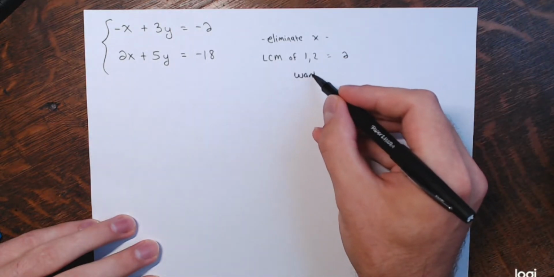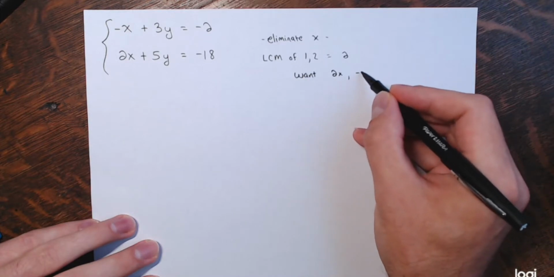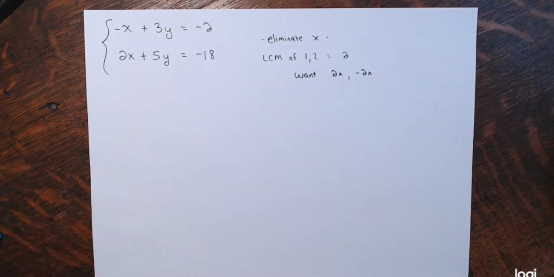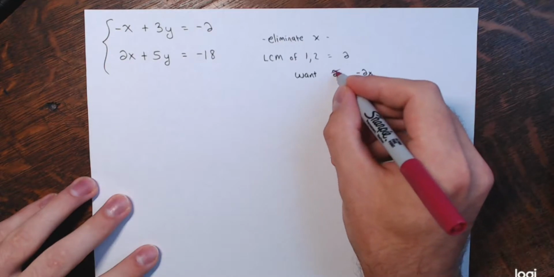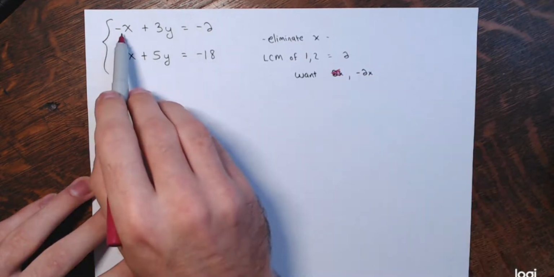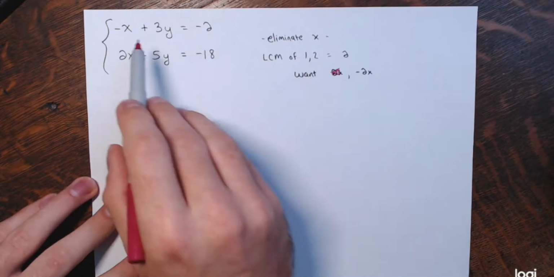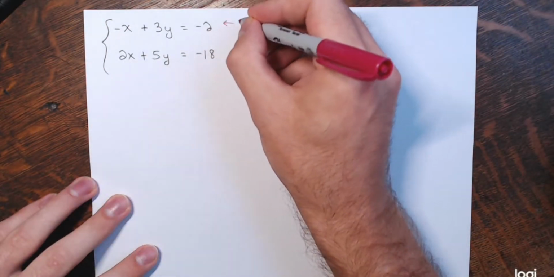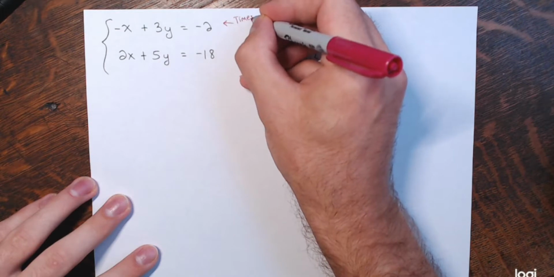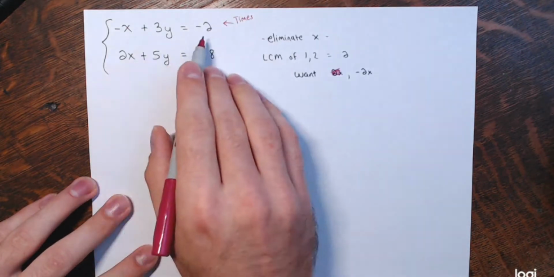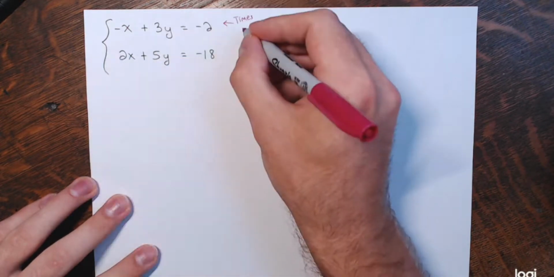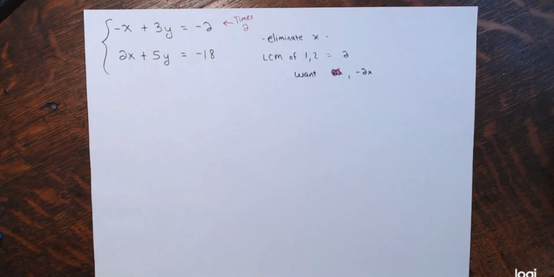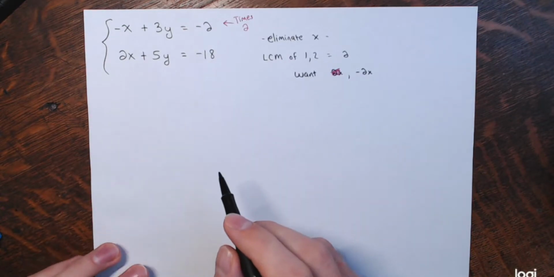So that means I want a 2x and a negative 2x, right, in these equations. Well, the second equation already has 2x, so I don't need that. I want the first equation to have negative 2x then. So that means I need to multiply both sides. To change that to negative 2, I would have to multiply by positive 2. So I'm going to multiply everything in the first equation, both sides, every term, by positive 2.